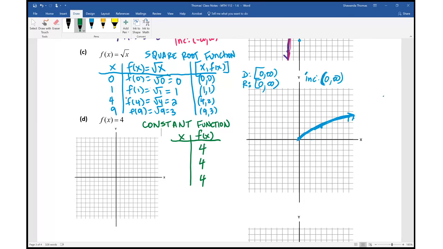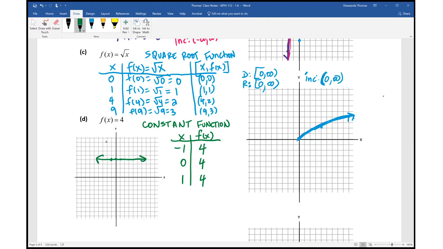For x, you have full autonomy to pick any number you want to pick. So if you wanted to pick -1, 0, 1, that's fine. It doesn't matter for x as long as f of x is equal to 4. All right, so (-1, 4), (0, 4). Okay, so let's draw a horizontal line. This is our function here.